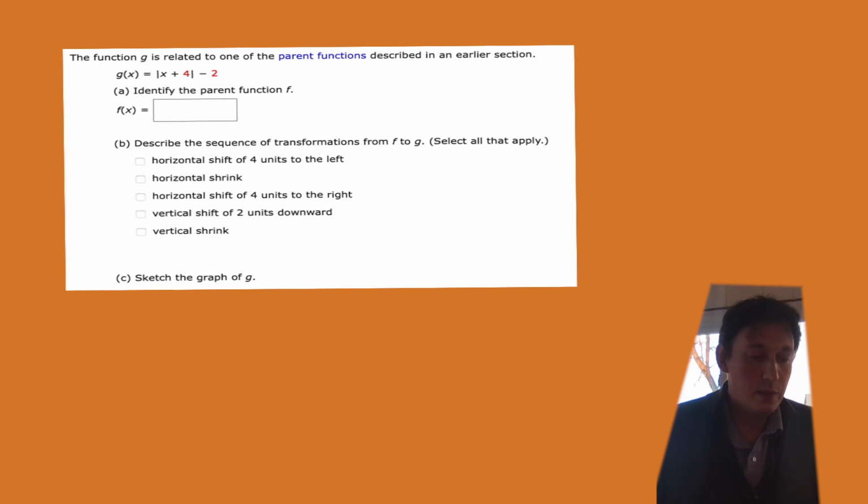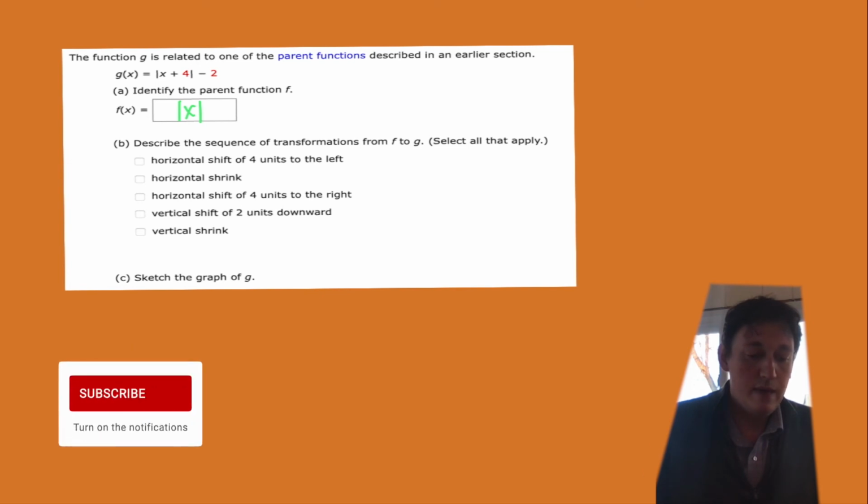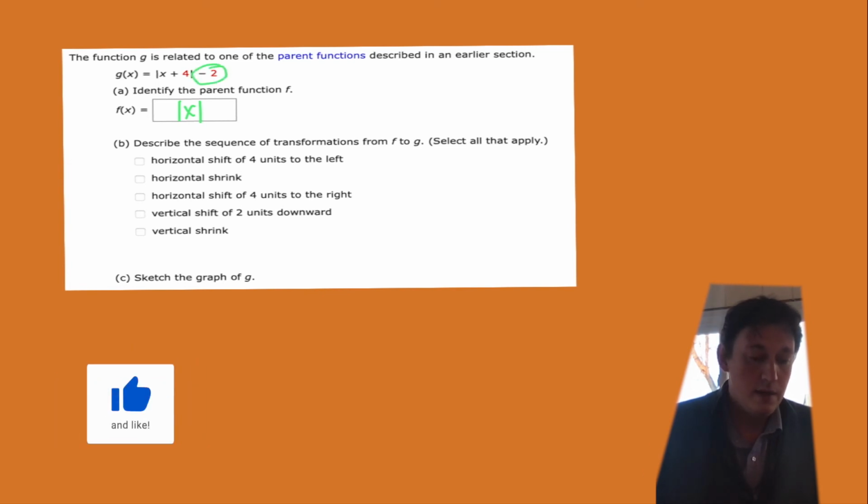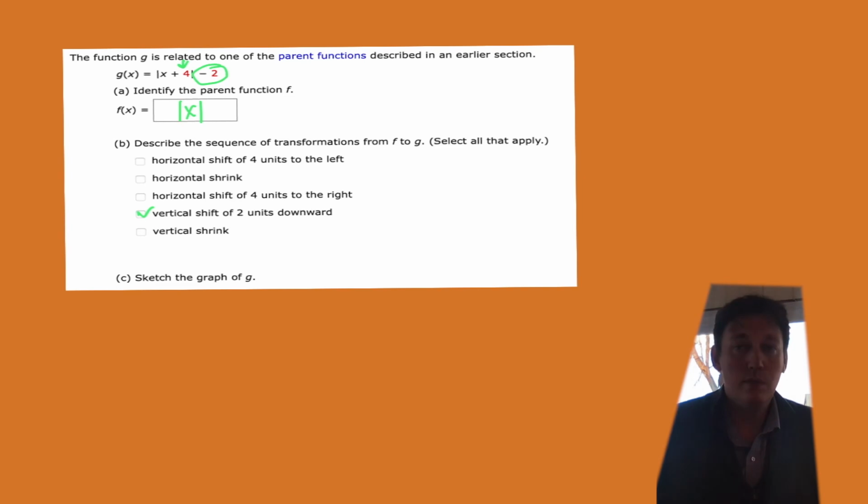All right, and the next question, it's the same type of question. What is the parent of this function? Well, here we have an absolute value of x. We have down 2 on the outside. That's a vertical shift, 2 units downwards. And then we have 4 on the inside, and the 4 on the inside again is going to move it opposite of what you would think, so it's a horizontal shift 4 units to the left.